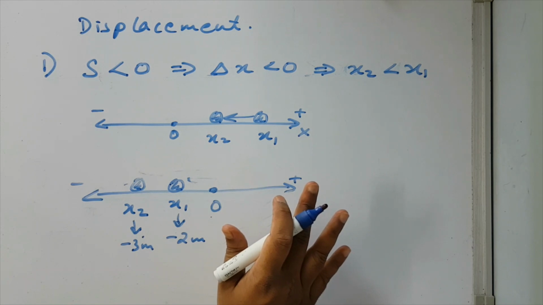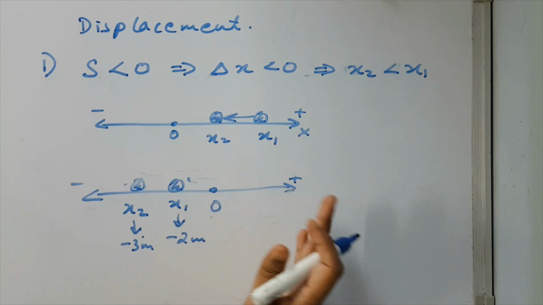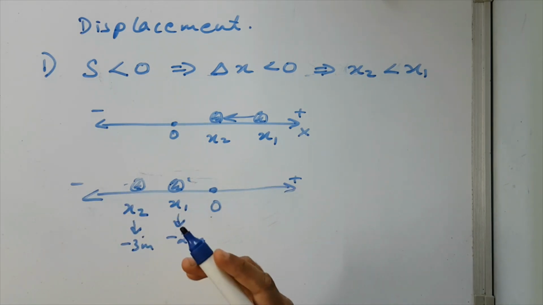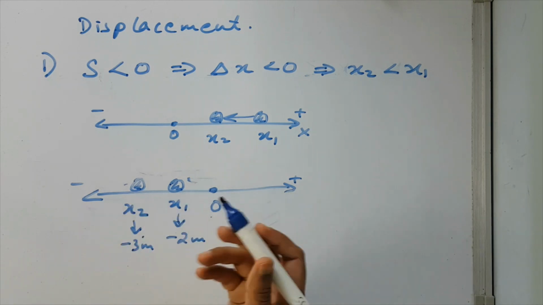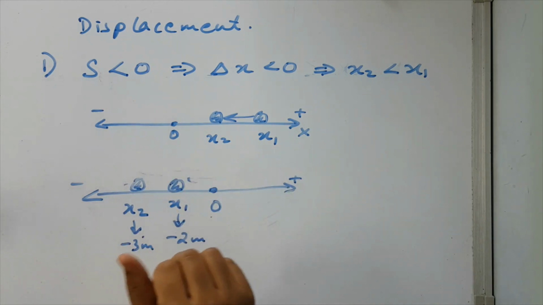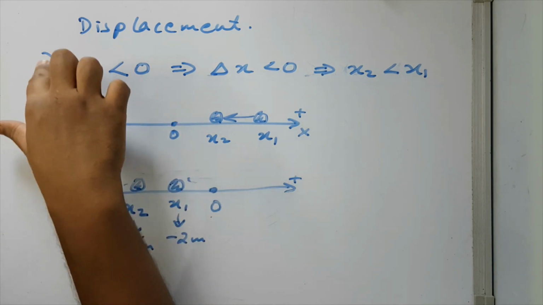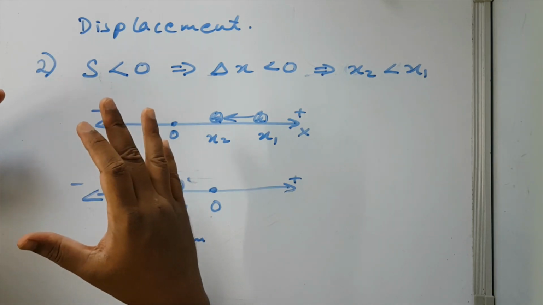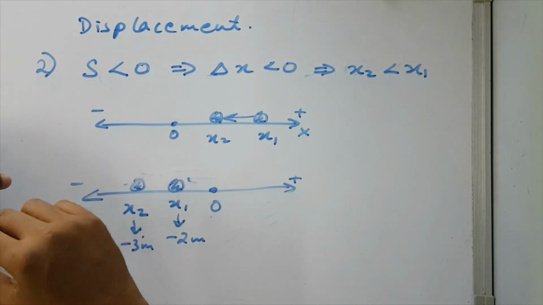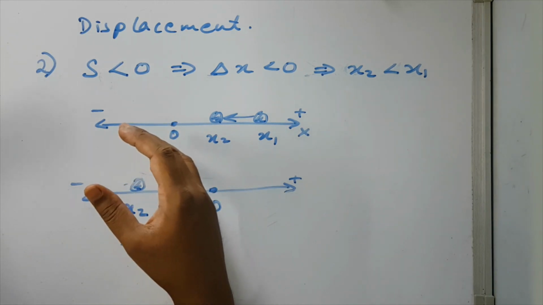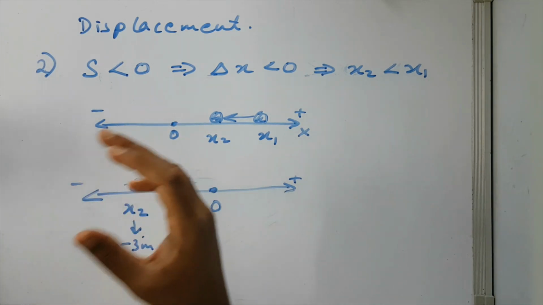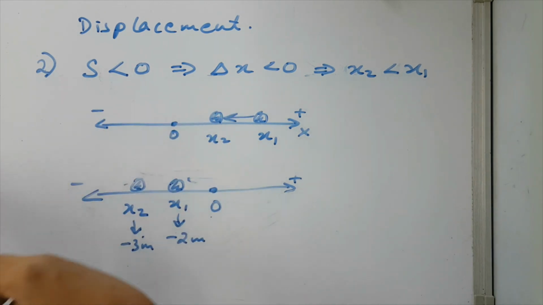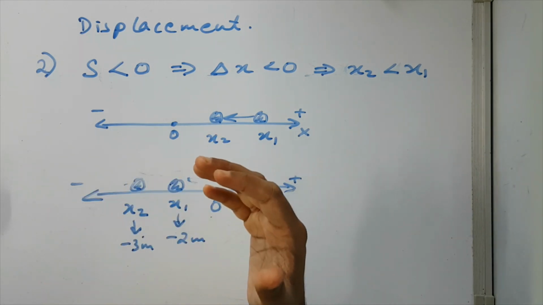Since in motion in a straight line there are only two possible directions, anything that is positive is directed towards the positive direction, and anything that is negative is directed towards the negative direction. I hope you understood this. Now, if you know the signs of displacement, the same sign would apply for average velocity, because average velocity is equal to displacement by time, and the change in time is always positive. Time has only one direction, it moves forward, so change in time is always taken as positive.